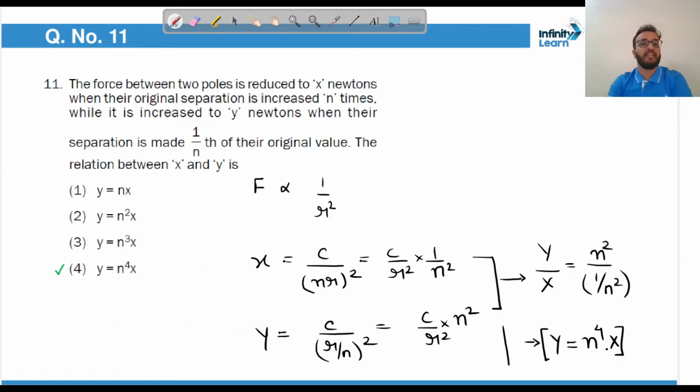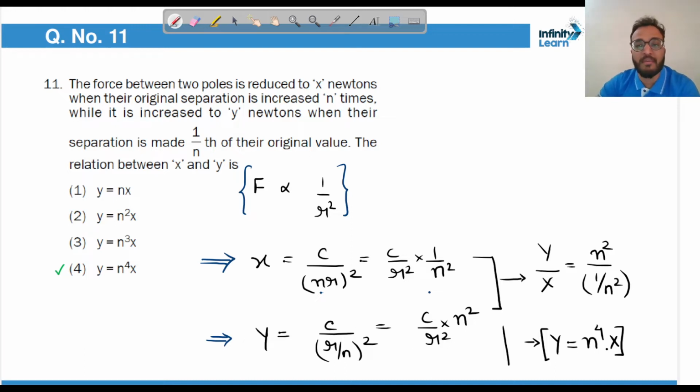Got it? 11th question. This is also an interesting one. The force created due to any magnetic pole is inversely proportional to R square. They are saying the force becomes X if the distance is increased n times. So nr. Follow this line: C by nr whole square, so C by r square into 1 by n square. And the force becomes Y if the distance is reduced by n times, so C upon r by n whole square, so C by r square into n square.